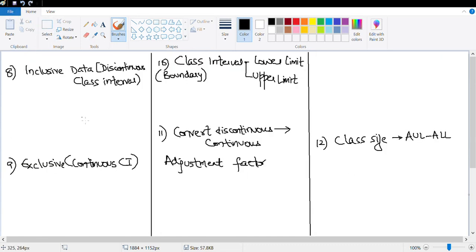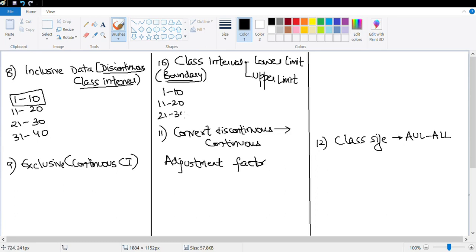The next part is inclusive data. If you look at the previous one which I had given, this is also known as discontinuous class interval. So let's look at this example. In my previous example, I had looked at marks in this form: 1 to 10, 11 to 20, 21 to 30 and 31 to 40. This is known as a class interval. Some people also call it the boundary. This is my first class interval, this is my second class interval, this is my third, and in this case this is my fourth class interval.